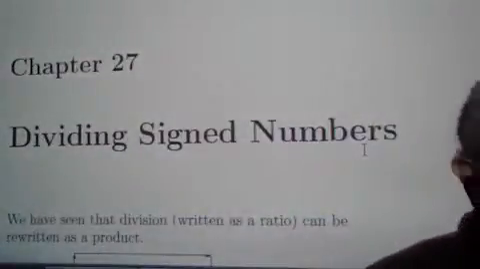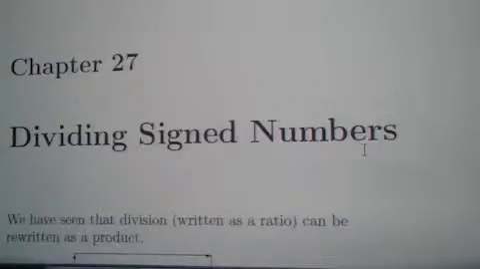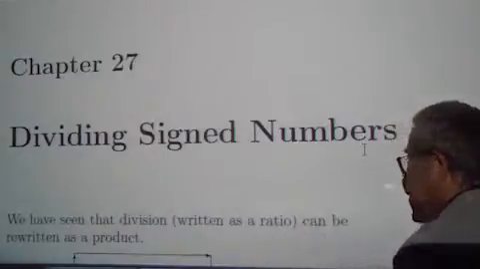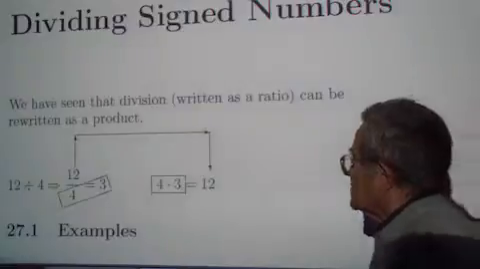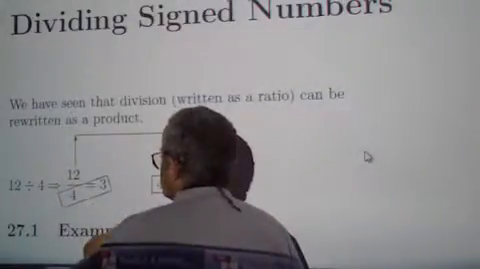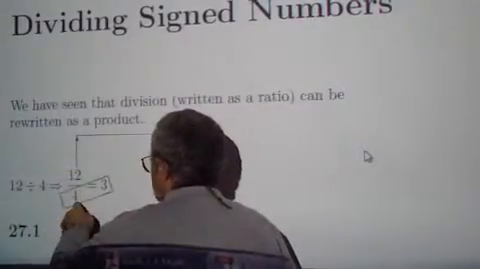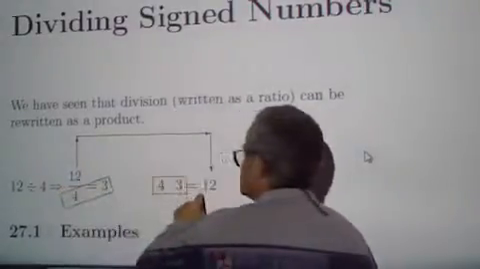And then we have chapter 27, where we are dividing signed numbers. Okay? We have seen that division, which I write as a ratio, can be rewritten as a product. 12 divided by 4 I rewrite as 12 over 4. I multiply the 4 by the 3 to give me the numerator, which is 12.